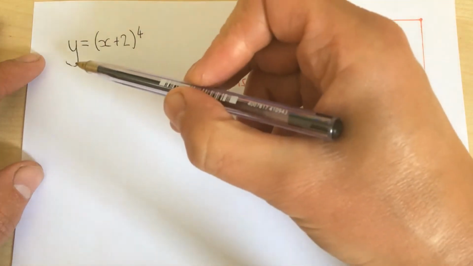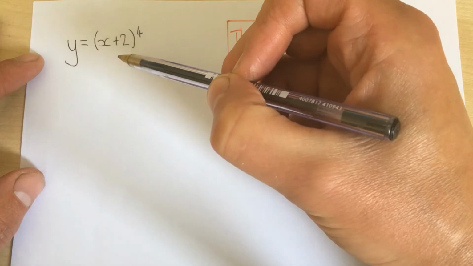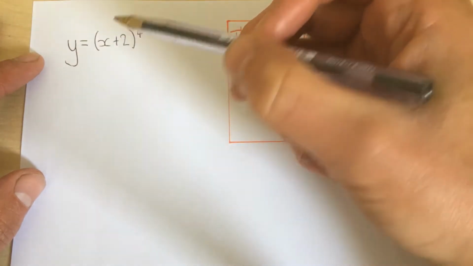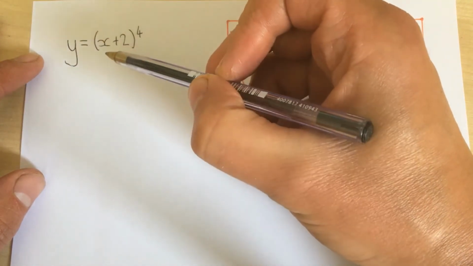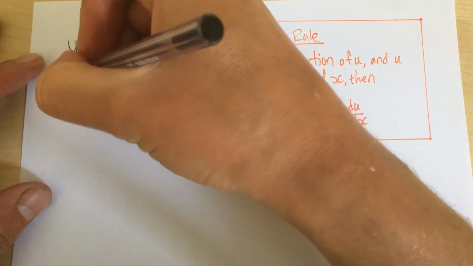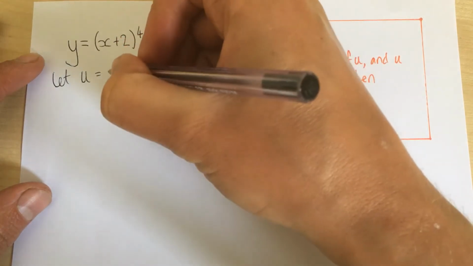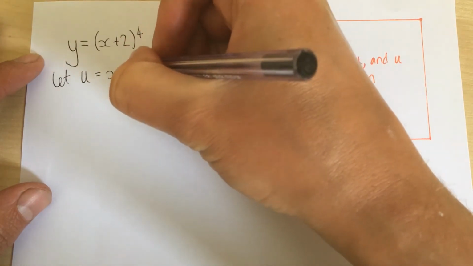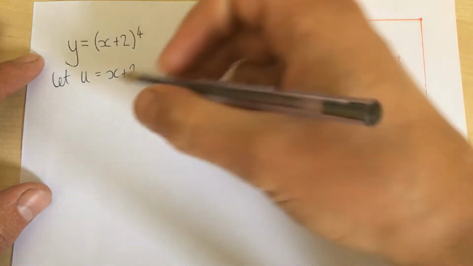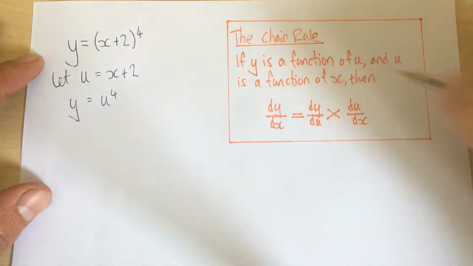If we consider this one over here, y equals (x plus 2) all to the power of 4, we can say that y is a function of x. So if we let u equal this bit in the brackets, x plus 2, we can then say that y equals u to the 4.